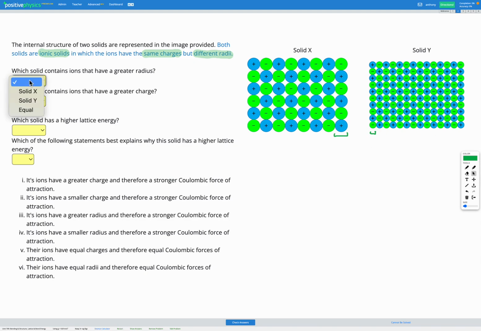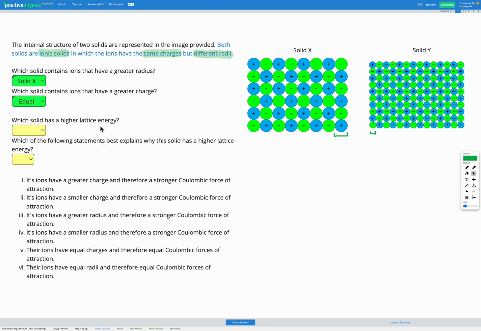So which solid contains ions with a greater radius? Solid X, those ions are bigger. What about the charge? Solid X and solid Y, we're told in the question, both have the same charge. They're both similar, so we're going to say equal. Next, we're asked about the lattice energy.